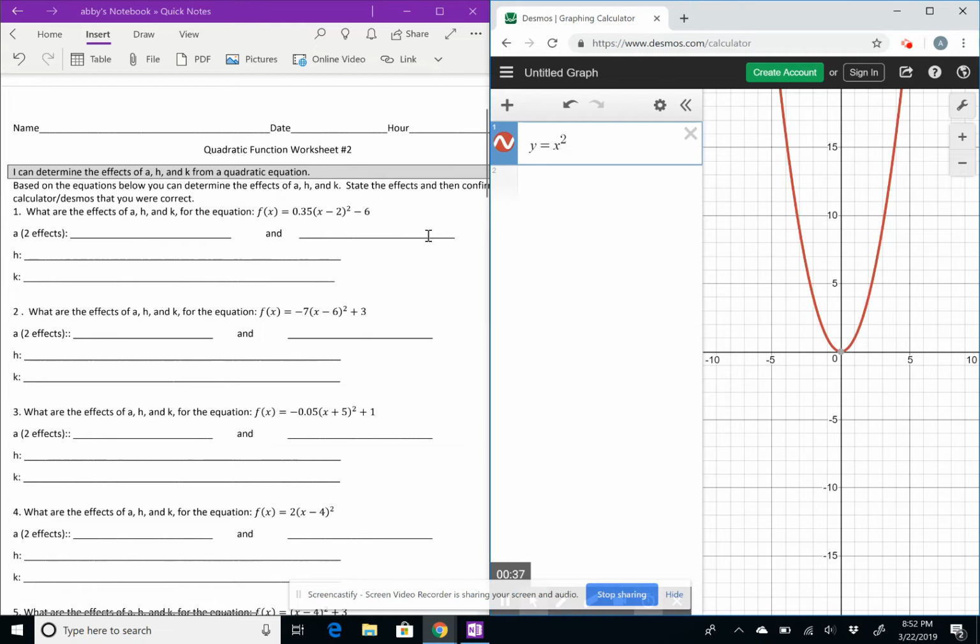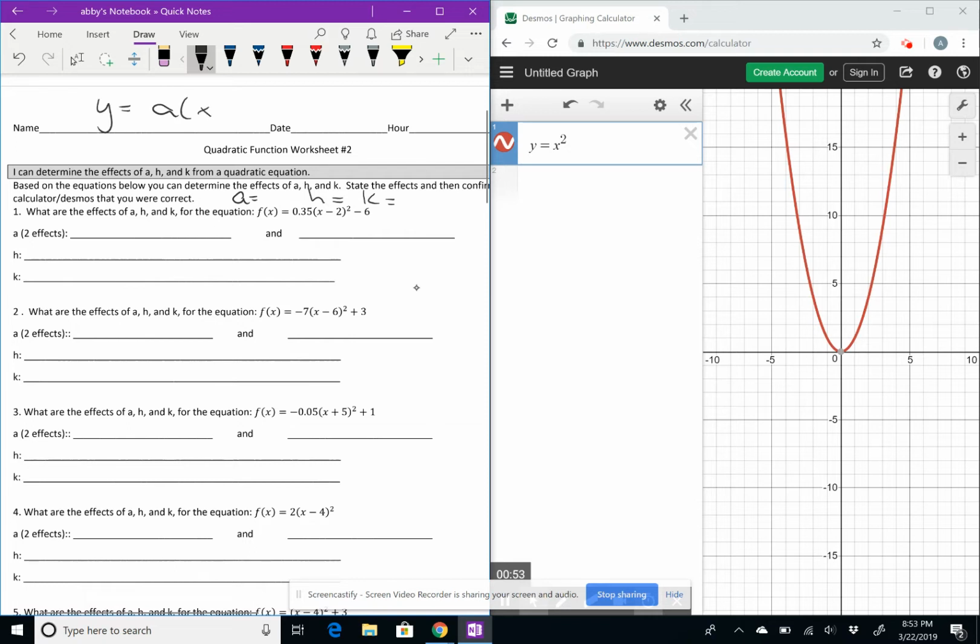So let's just start off by doing number 1. So when you have this type of problem, you want to always identify the A, H, and K. Now to do that, you need to remember the template of vertex form. The A is the number outside the parenthesis. The H is the opposite of what's inside parentheses. Remember, opposite when you're dealing with it. And then the K is the number on the outside. So you always got to do the opposite.